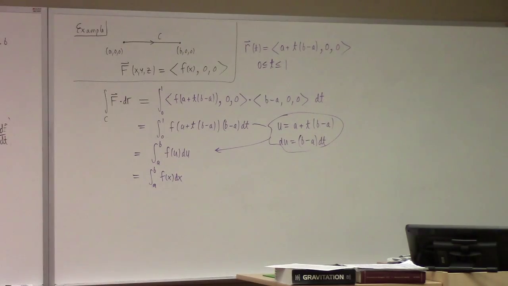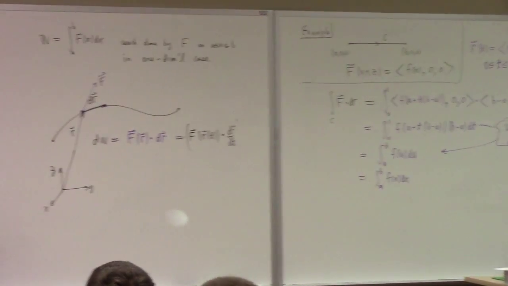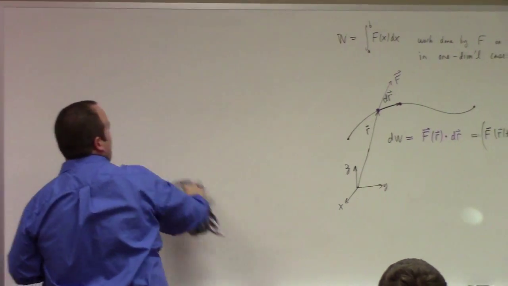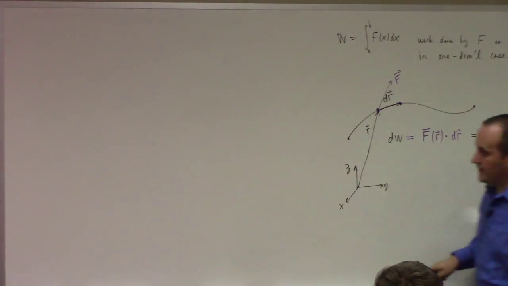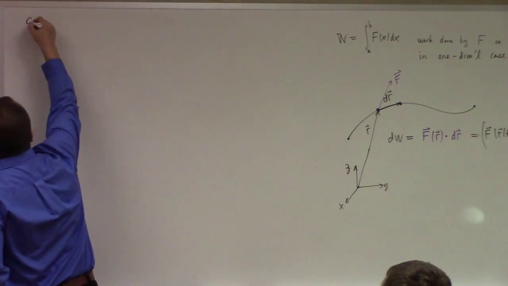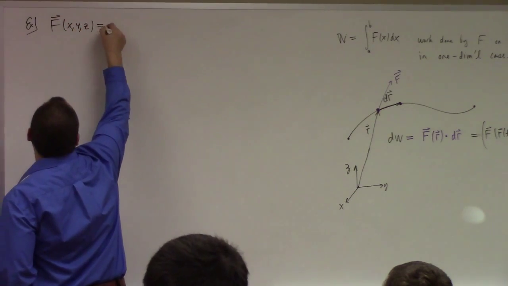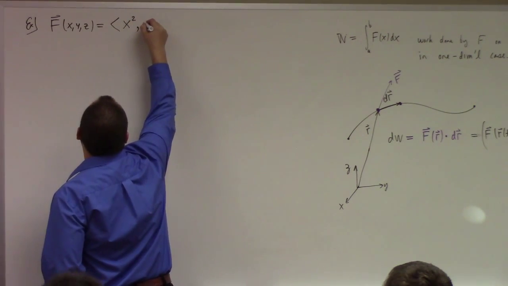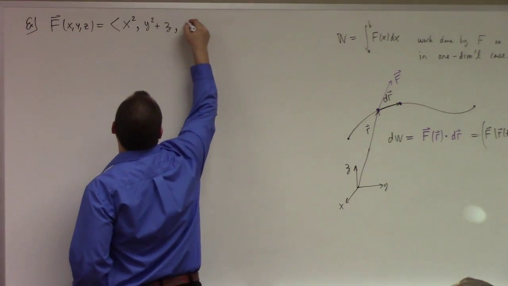All right, so finally, let me actually do an actual real example for you, okay? I mean, these aren't fake examples. They're just kind of meta, aren't they? All right, so here's one. F of x, y, z equal to x squared, comma y squared plus z, comma 3.